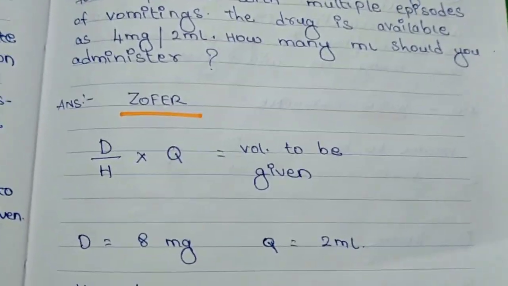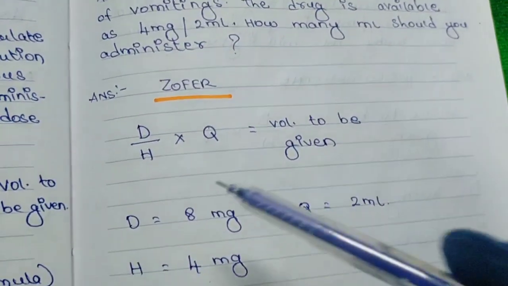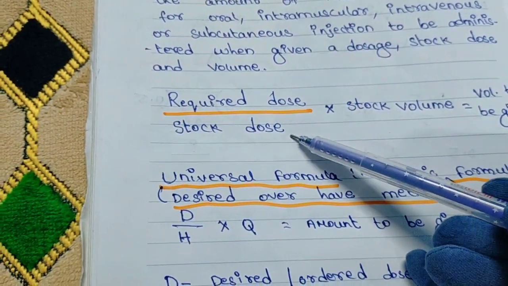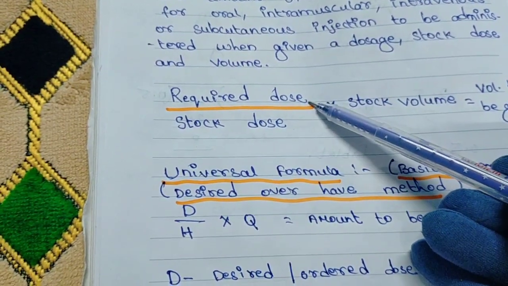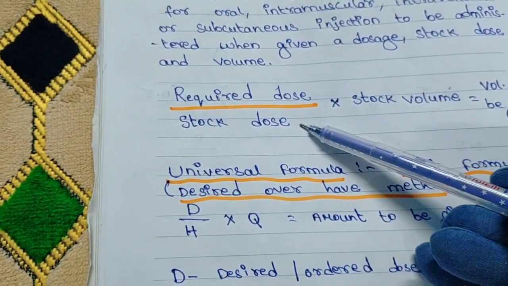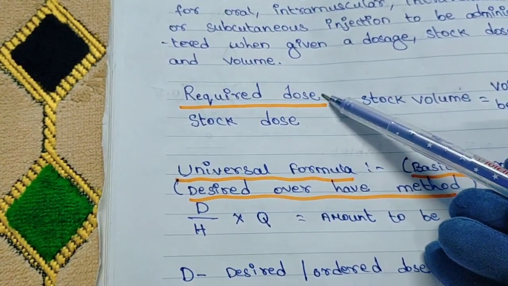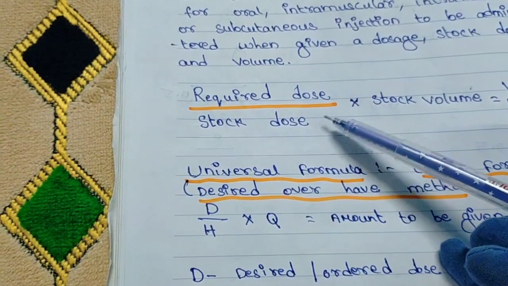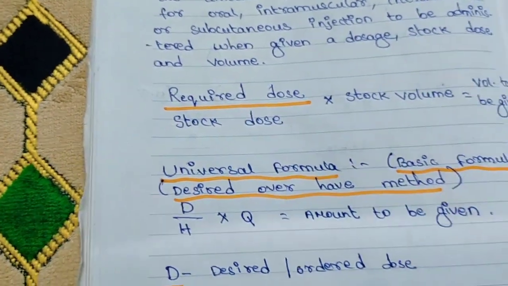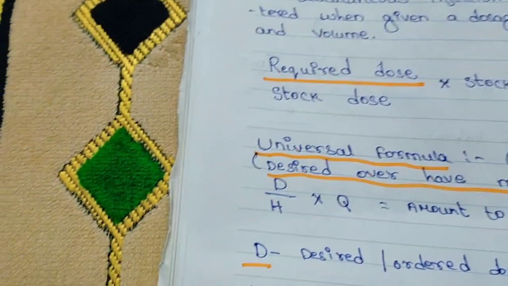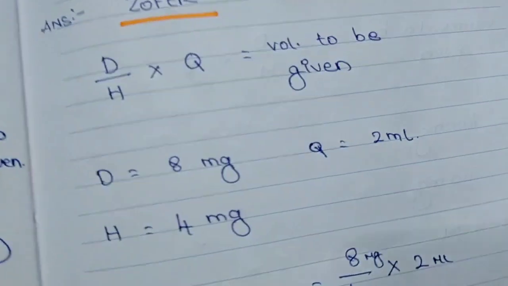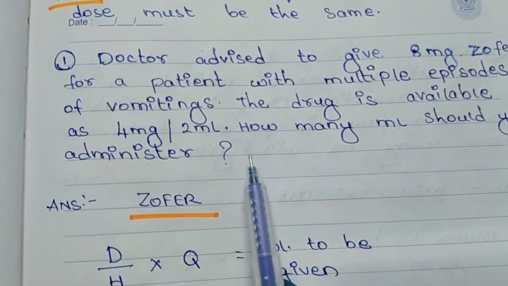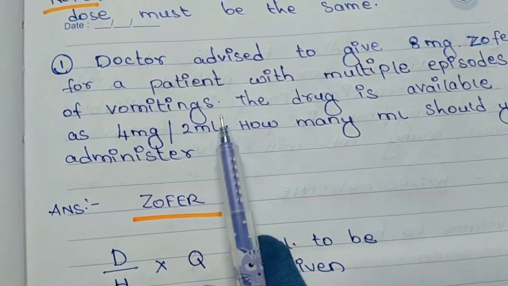Always remember that when we are calculating, the units should be the same. The units of required dose and stock dose should be the same. If the required dose is in mg, the units of stock dose should also be in mg. If the required dose is in grams, the stock dose should also be in grams. If one is in mg and the other is in grams, then we have to convert it first, and then apply it in the formula. Otherwise we will not get accurate results. Okay, so let us see the first example.